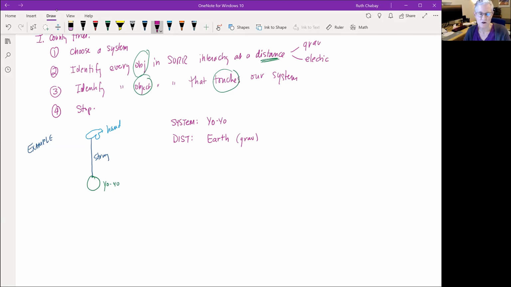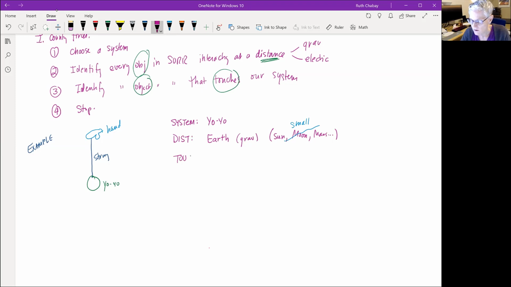There are some other things exerting gravitational forces: the sun, the moon, Mars. But these are small, so we can neglect these for now. And that's it. There's nothing else interacting with our system at a distance that's significant.